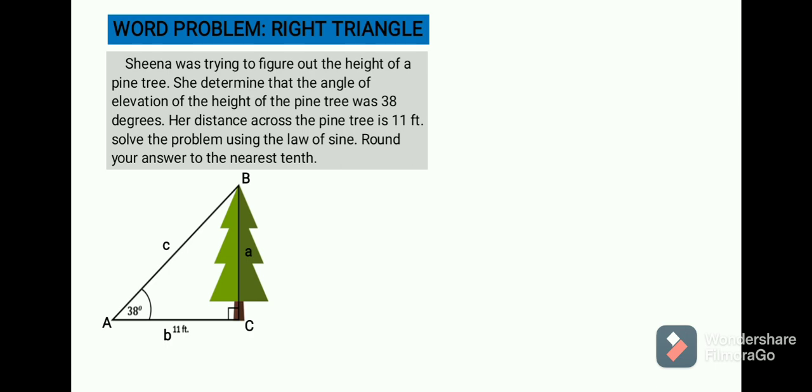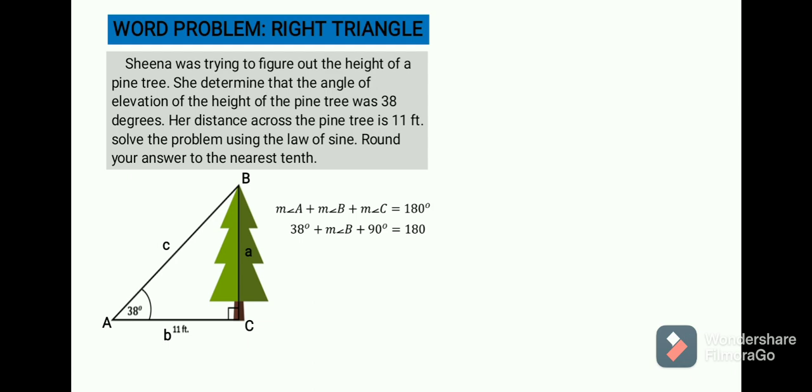Before we go in finding the missing side of the triangle, we must first find the measurement of all angles. Since two angles are given, we need to solve this using this formula: measurement of angle A plus measurement of angle B plus measurement of angle C is equal to 180 degrees. Then substitute. The measurement of angle A is 38 degrees and the measurement of angle C is 90 degrees.